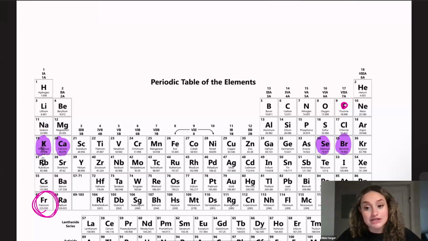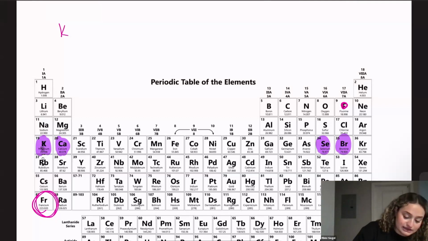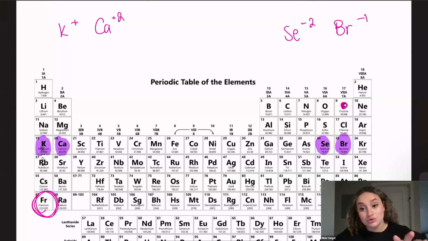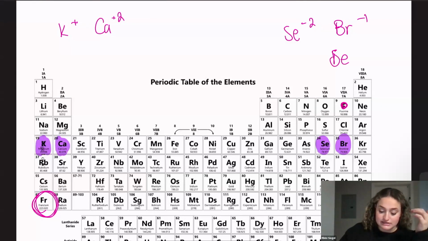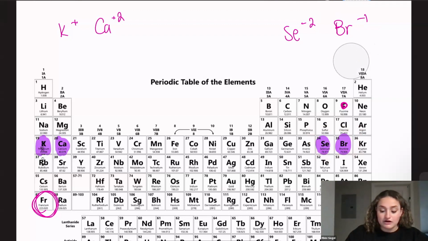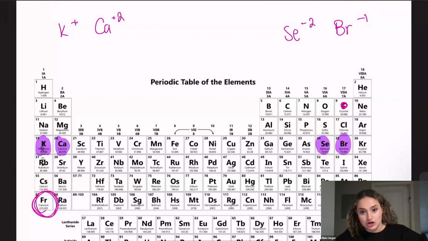But if you are asked to rank based on ionic radius, if you are given, now rank K+, Ca 2+, selenium -2, and then bromine -1, you can only use the periodic trends when you're looking at things with the same charge. So if I had to rank bromine -1 and selenium -1, then yeah, bromine would be smaller because they're on an equal playing field now. However, now we're ranking based on what's going on with their electrons.